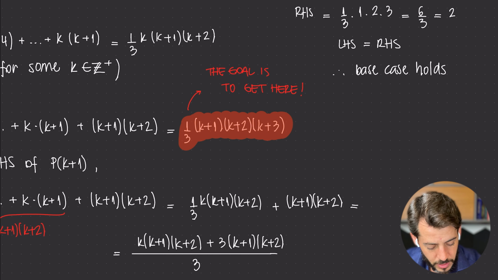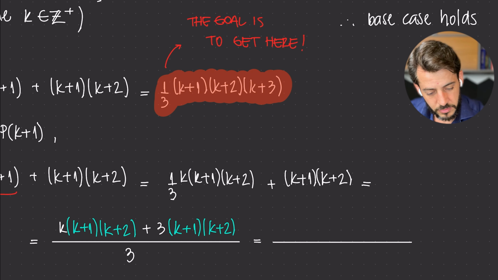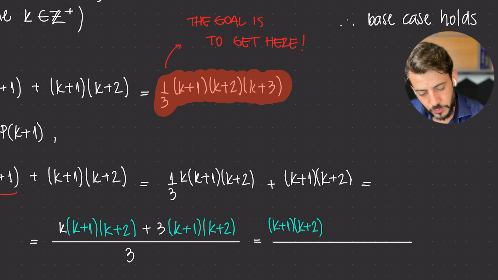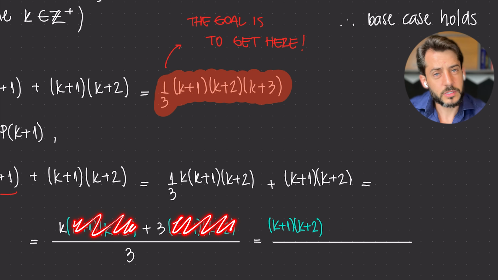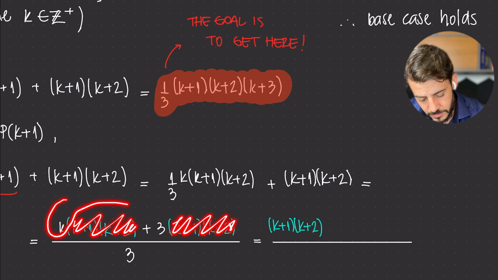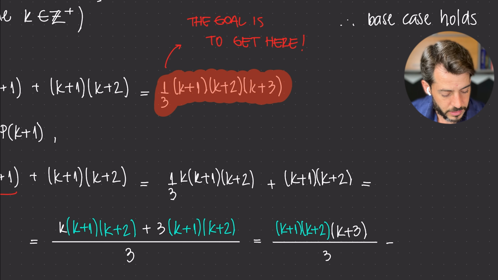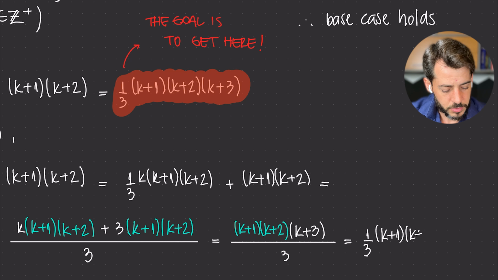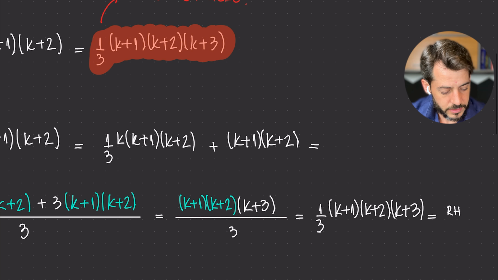Now, we have two common factors right here. And given that these are common factors, we can rewrite the expression by pulling out these common factors: (k+1) times (k+2) times (k+3). As you probably noticed, you're required to have some pretty good algebra skills for induction proofs. On the last step, we got exactly where we were trying to get, right? Which is 1/3 (k+1)(k+2)(k+3), which is equal to the right-hand side of P(k+1). And there you go. We're pretty much done.